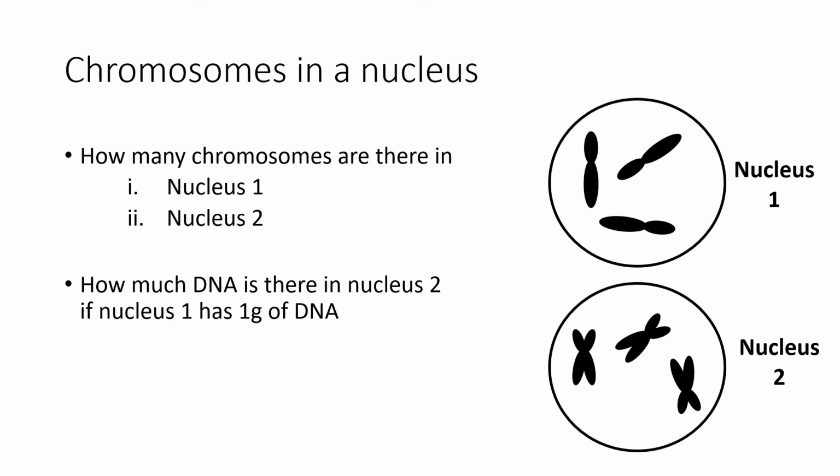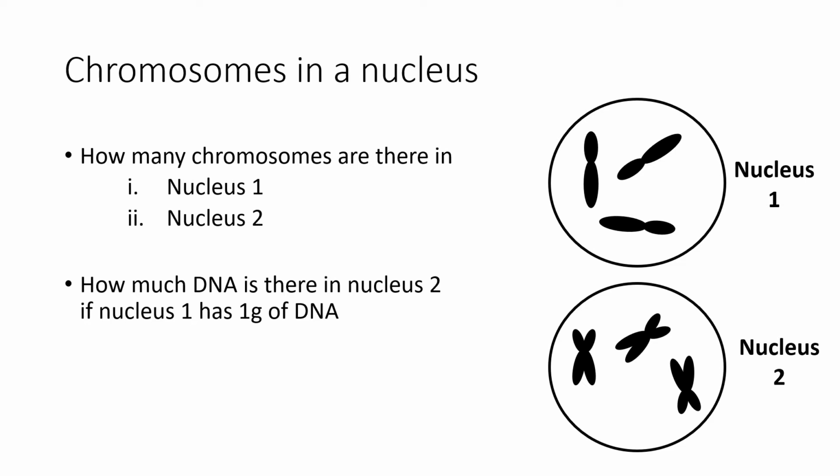The question you've got is how many chromosomes are there in the first nucleus in the right hand side pictures, how many in the second nucleus, and how much DNA is there in nucleus 2 if nucleus 1 has 1 gram of DNA. Pause the presentation, come up with some answers. When you're ready, you can restart.